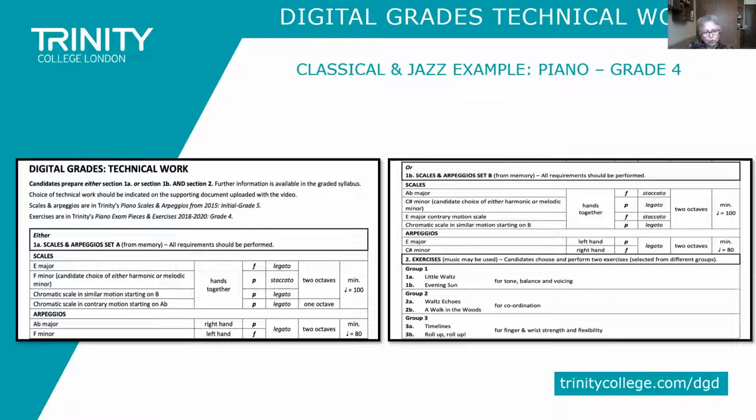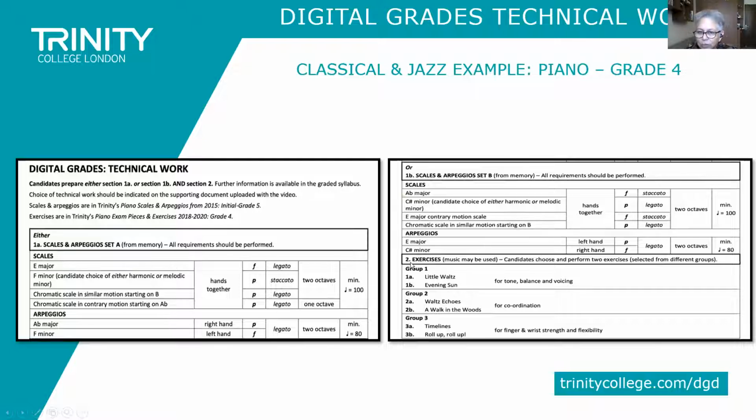If you choose section 1A, the set A is E major scale, hands together, forte, legato. F minor, candidate can choose harmonic or melodic, hands together, piano, staccato, 2 octaves, and the tempo is given, and so on and so forth. And on the right, we see the set 1B. It's called set B, sorry. And the same kind of choice is there. It's listed out from the requirements of that grade.